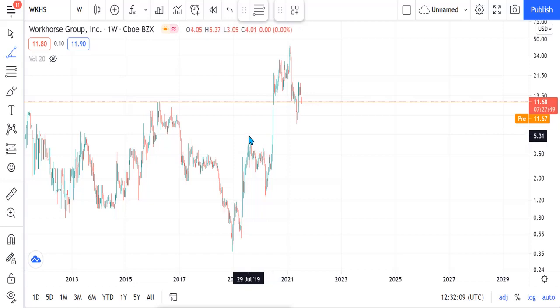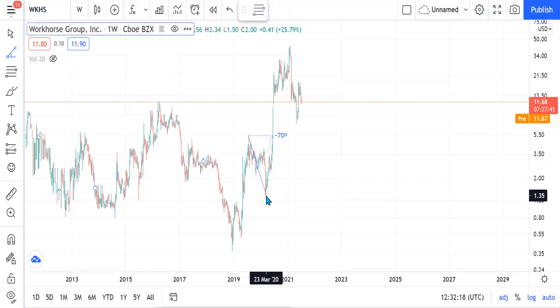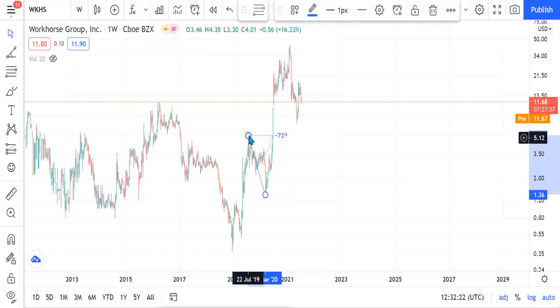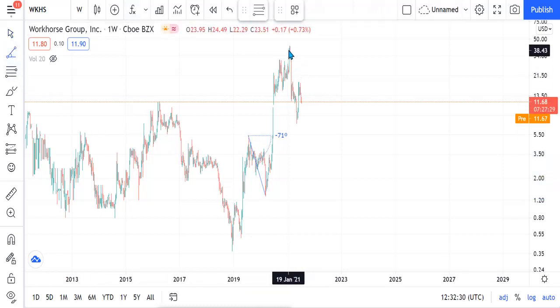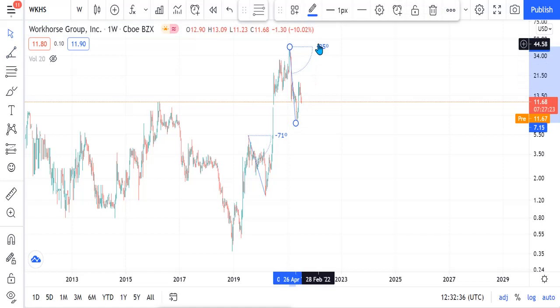Okay, now I'm going to use the previous loop and compare that with the current loop. So I see in the previous loop, this is the angle of attack. It retraces all the way from there to here, and it creates about 71 degrees, right? Now, the current loop is from there to here. The angle of attack as of now is 85.